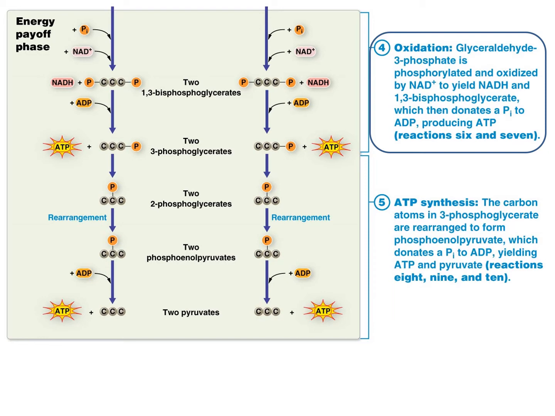So glyceraldehyde 3-phosphate is phosphorylated and oxidized by NAD to yield NADH and 1,3-bisphosphoglycerate, which then donates the phosphate to ADP, producing ATP. Okay, so we have an ATP produced here, and its sister compound, we have ATP produced here. So now we're pretty much even, because we used ATP in the first set of reactions, and now we made 2 ATP.